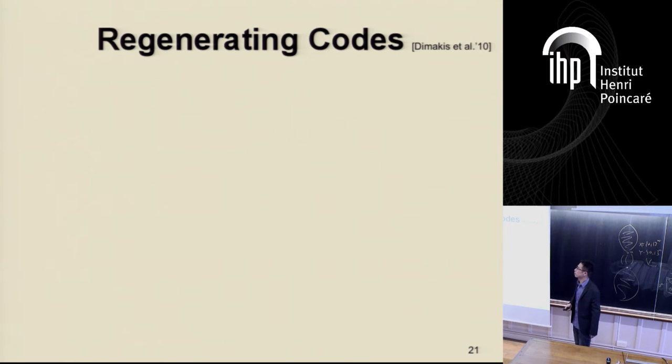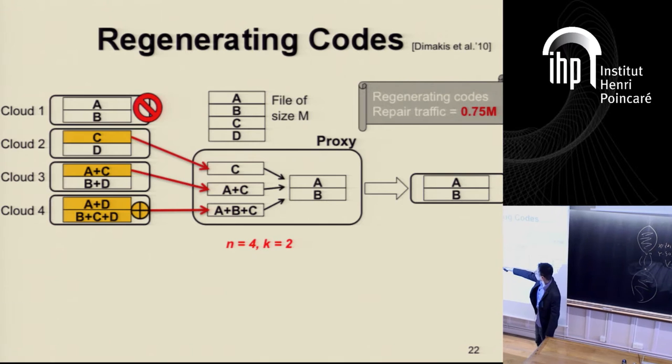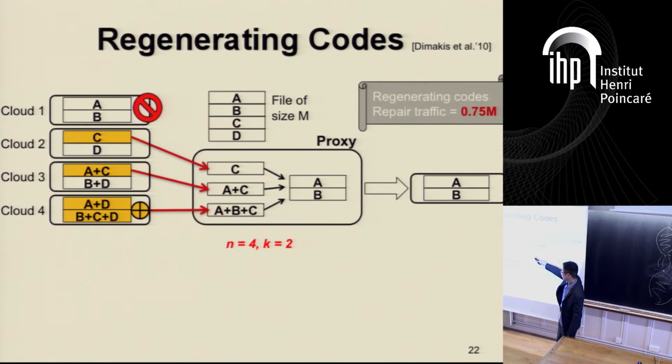Regenerating code belongs to network codes. And this is a typical scenario for regenerating codes. Similarly, the cloud 1 fails, and the cloud 2, 3, 4 just transmit three chunks, and the data of the three chunks is equal to 0.75 M. And how do the regenerating codes do it?